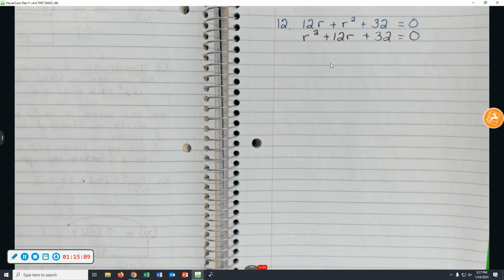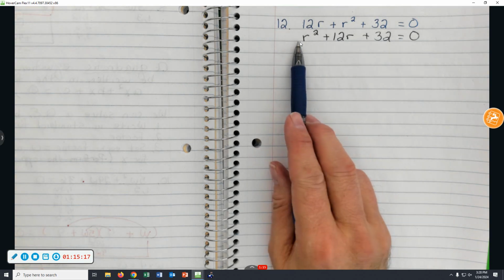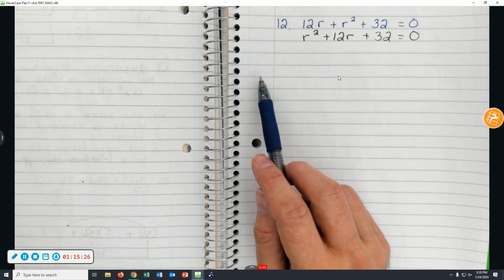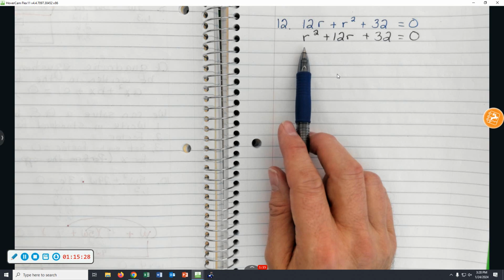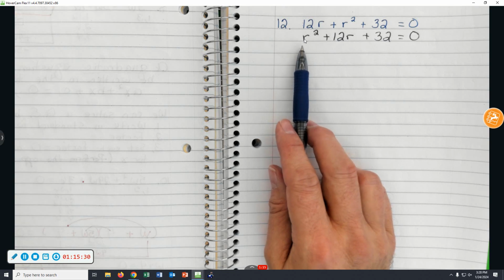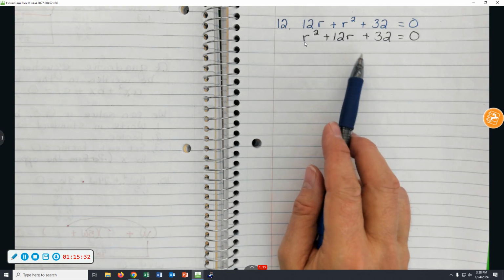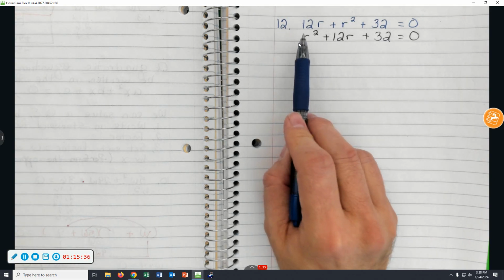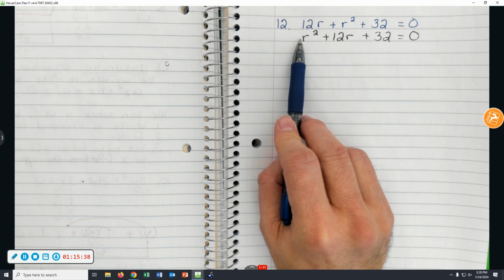Gotta write it in that standard form. Some terminology. The number in front of the squared variable is called the leading coefficient. What's my leading coefficient there? What's that number in front of r squared? Just 1. The only thing that can multiply together to give you one positive integers, 1 times 1. This is called a simple trinomial. They're the easiest to factor. Okay? If that first number is 1, then that's the easiest type to factor.